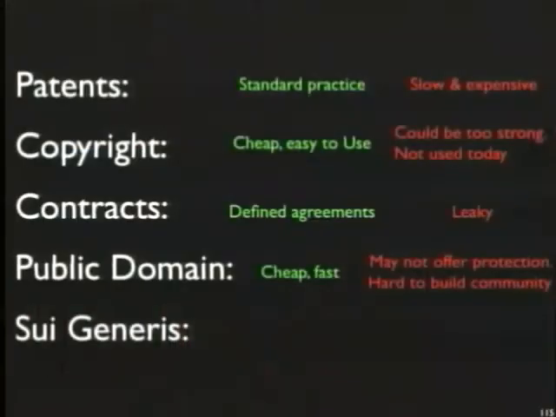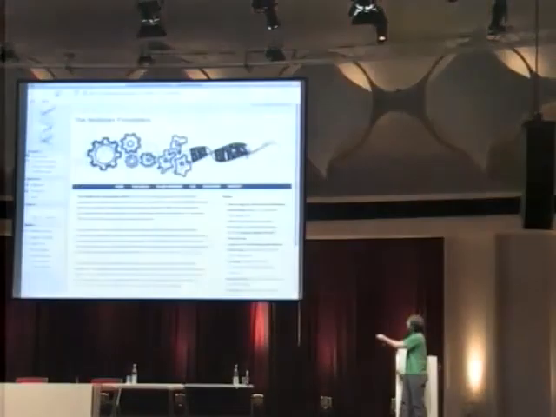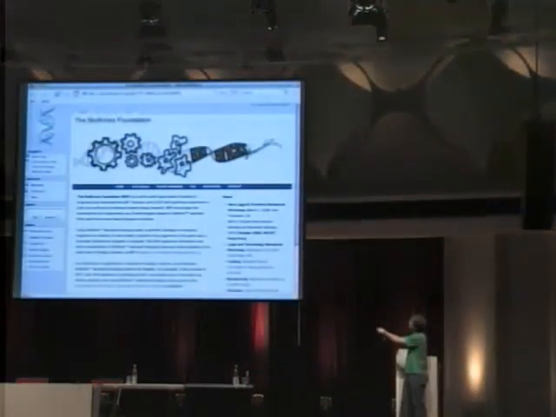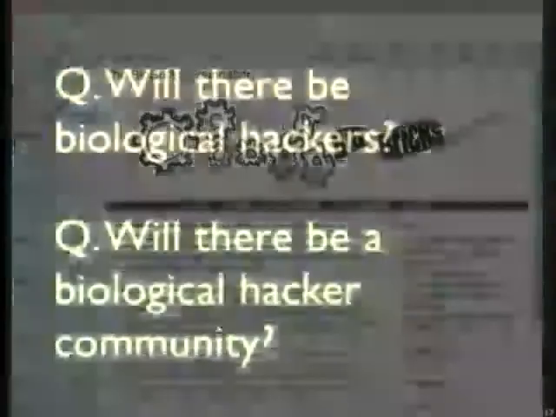Contracts leak, so nobody wants to use them. Public domain could be hacked around by people layering patents on top. And we could do something new specific to genetic engineering, but the politics of that are very dangerous and expensive. So this is an area of active work. If you're interested in this specifically, there's a not-for-profit I'm part of called the BioBricks Foundation that's trying to figure out how to solve the legal hack. So, last slide.